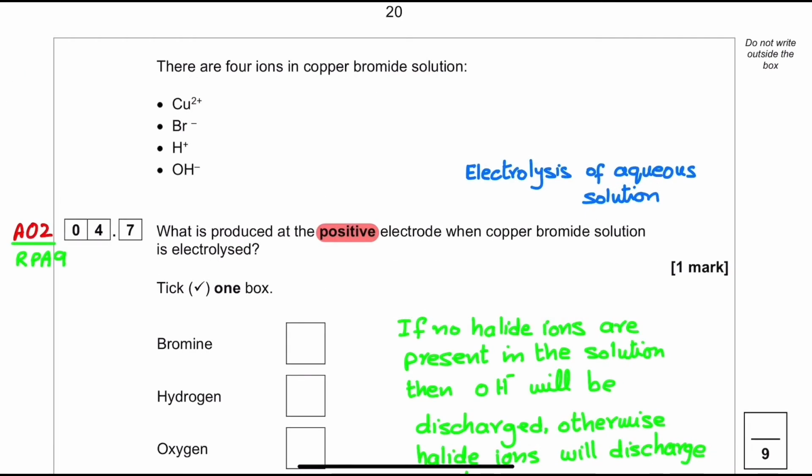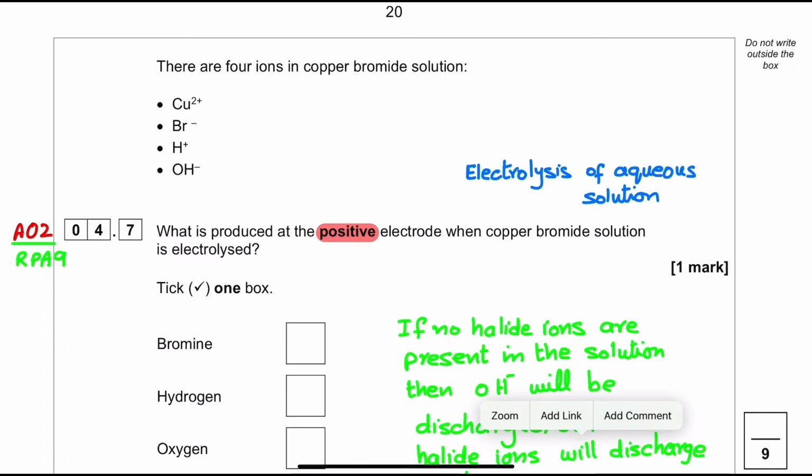There are four ions in copper bromide solution: copper ion, bromide ion, hydrogen ion, and hydroxide ion. 4.7 is an AO2 question, and this question is from the required practical activity number 9. What is produced at the positive electrode when copper bromide solution is electrolyzed?